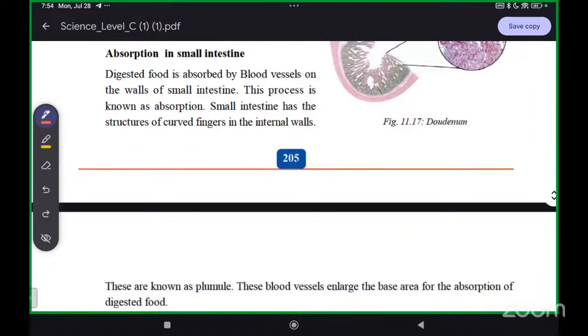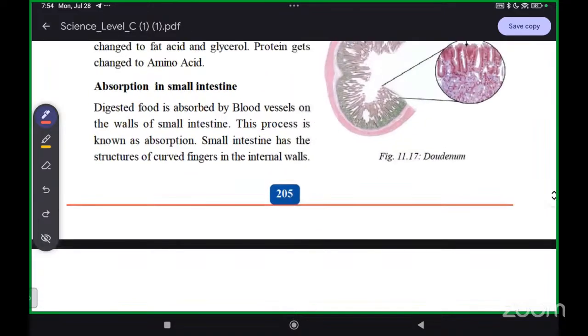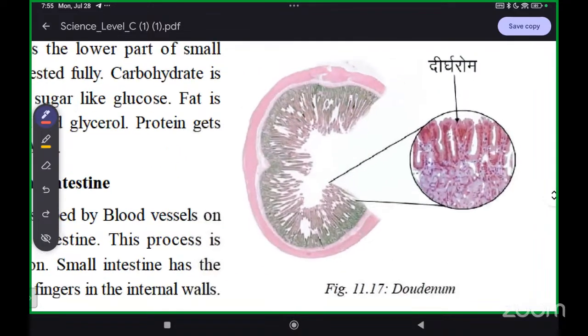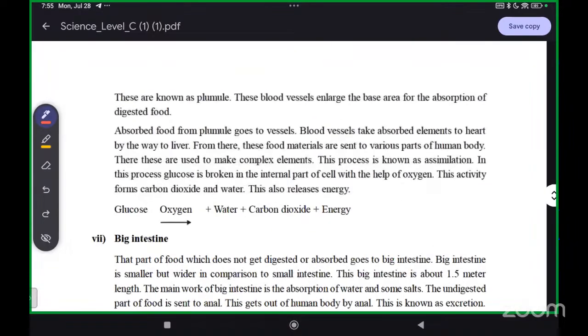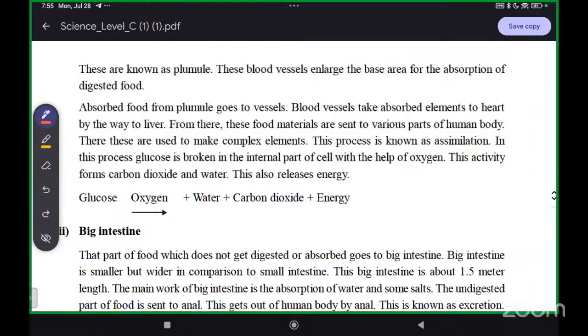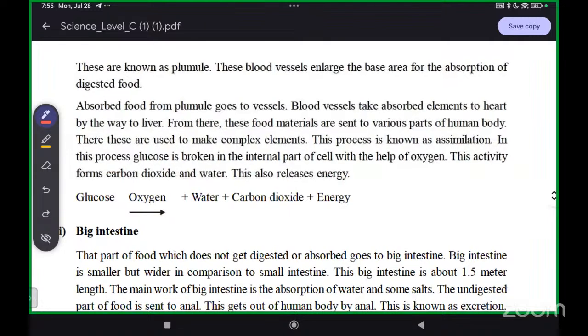Digested food is absorbed by blood vessels on the walls of the small intestine. This process is known as absorption. I was telling you how the important things are absorbed in the intestine. The small intestine has a structure of curved fingers in the internal walls. These are known as villi. These enlarge the base area for absorption of digested food.